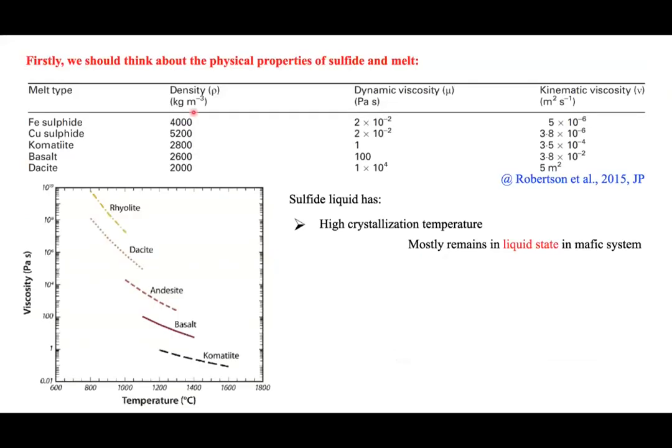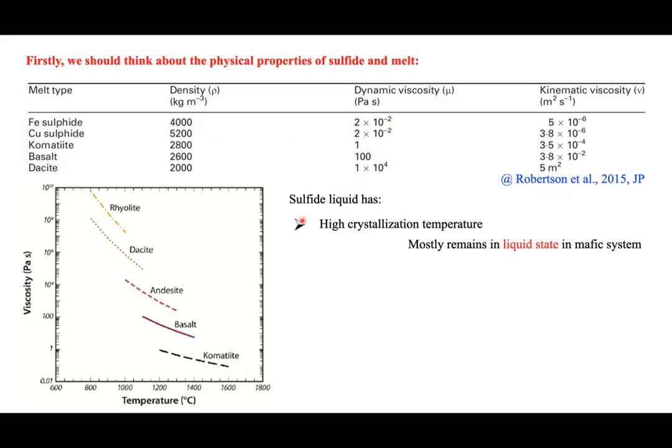Firstly, we should think about the physical properties of the sulfide and magma. This is a table from the Robinson papers. We can see that the sulfide has a very high density and a very low dynamic viscosity relative to the komatiite, the basalt and the dacite. And this figure shows the possible range of the dynamic viscosity of the komatiite, the basalt, andesite, dacite, and the rhyolite.